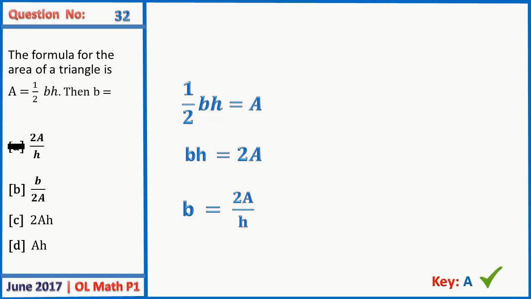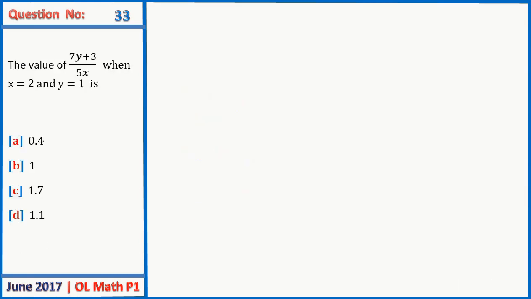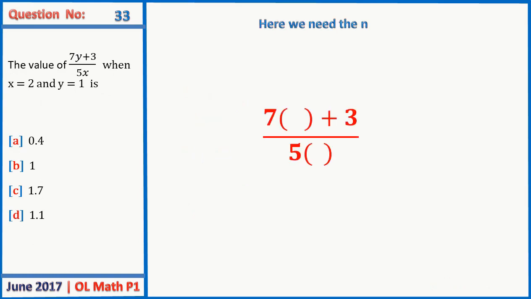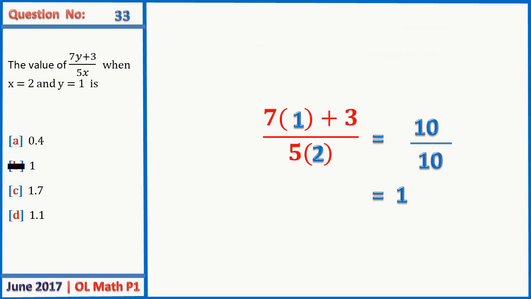Now question number 33, the value of 7y plus 3 on 5x when x equals 2 and y equals 1 is. Here we just do substitution to get the numerical value. So we have 7y but y is 1. That gives 7, plus 3, and then 5x but x is 2. So that gives us 10 on 10, which is equal to 1. The key is B.